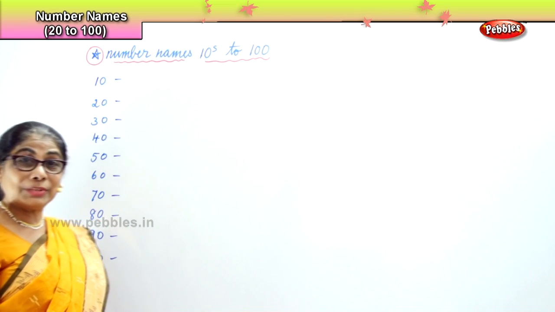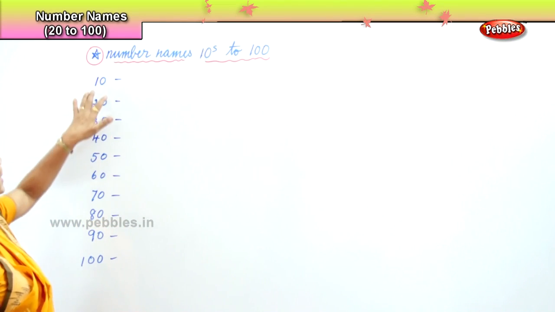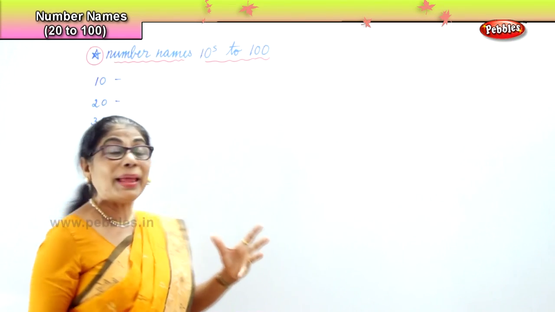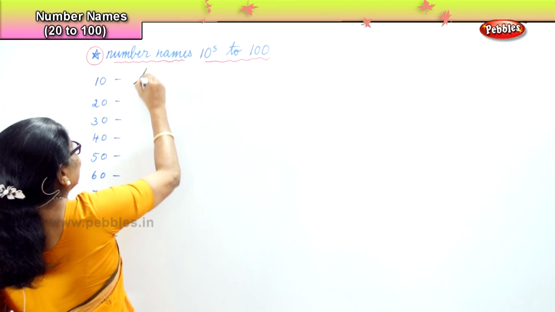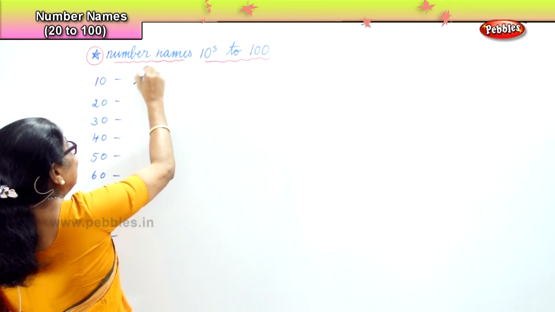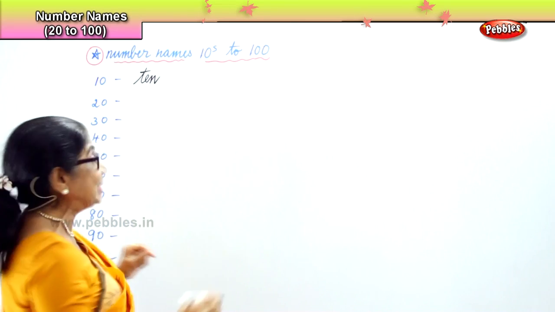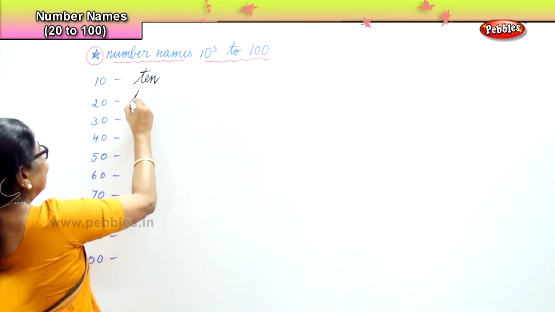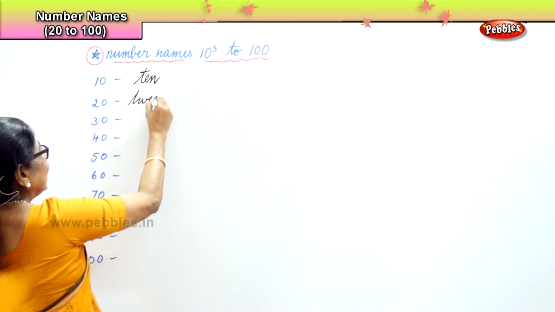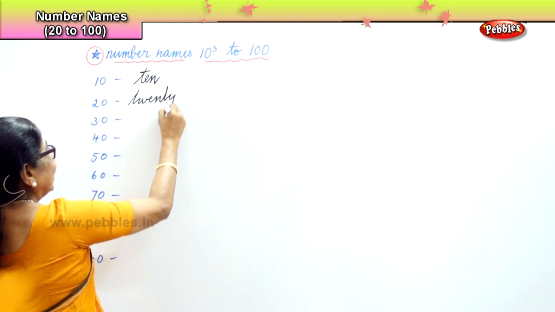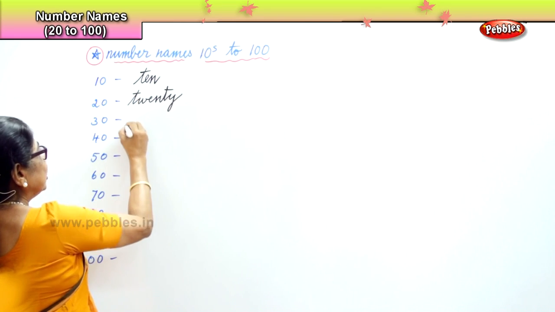Okay? We know to count, we know to write. We know to build the 10 times table. Now we're going to write 10. How do we write 10? Spell 10. T-E-N. 10. 20. How will we write? T-W-E-N-T-Y. 20.